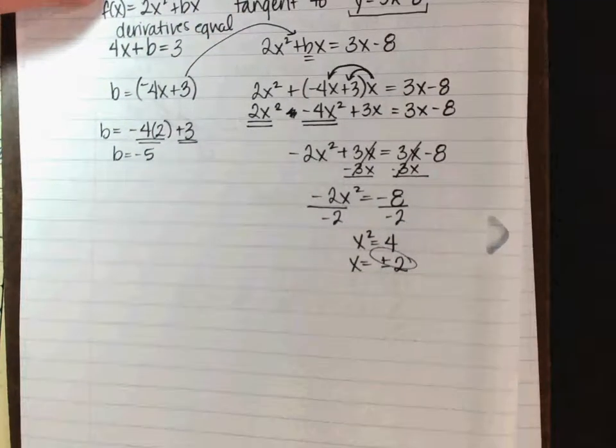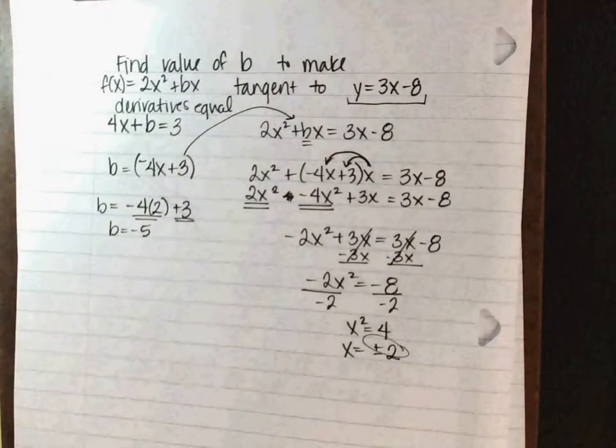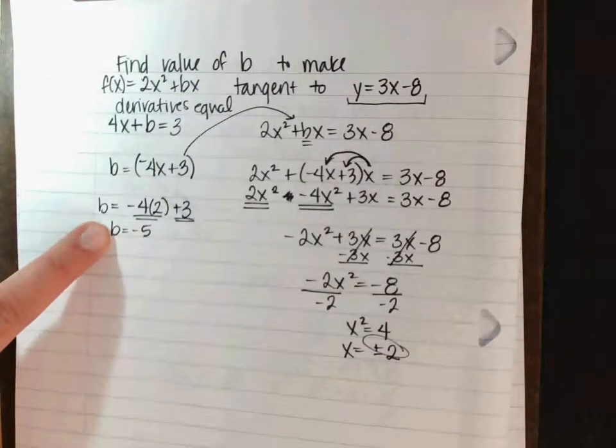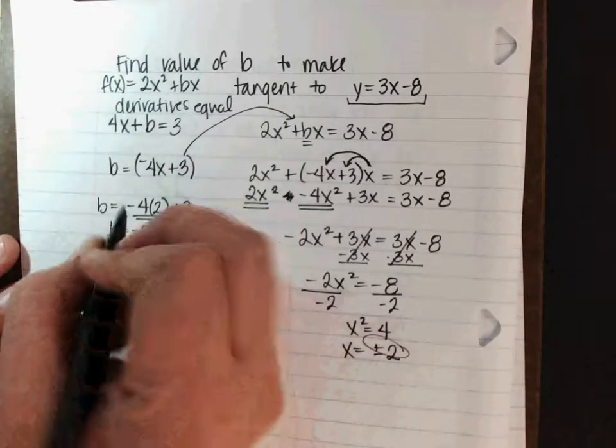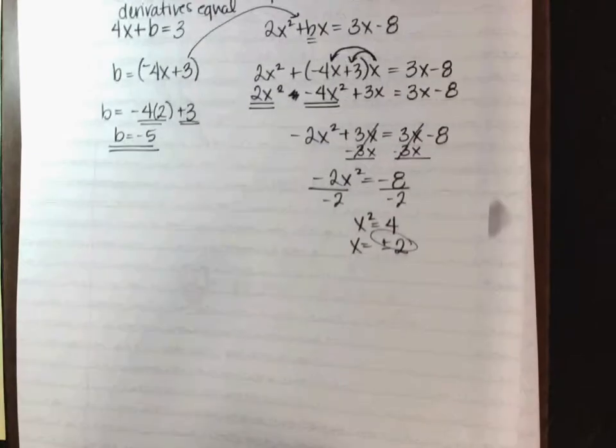So when it says find the value of b up here at the top, we found x first, and then you can plug into either one, but this is going to be way simpler. Yeah, I got you. Okay, so b would be negative 5. So set derivatives equal, set y values equal. Okay? All right, one more like that.